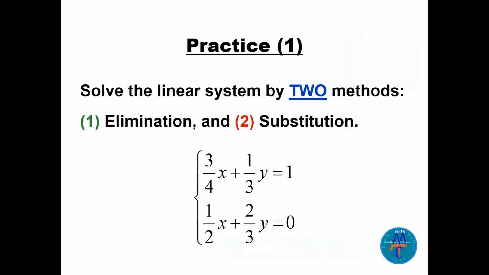Now I will leave something nice for you. 3 questions as practice. But please listen carefully. How did I divide the questions? This is a new question. 3 over 4x plus 1 over 3y is equal to 1, 1 half x plus 2 over 3y is equal to 0. Solve this linear system, please, by the first 2 methods. One time use elimination, one time use substitution. So do it by 2 ways. For sure, you will get the same answer. And I provided the answer for you at the end.